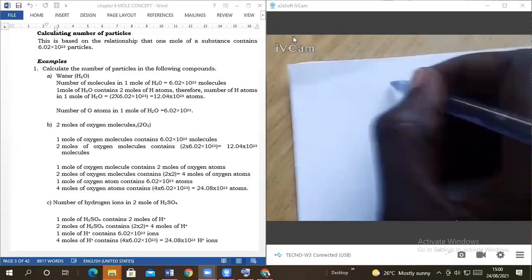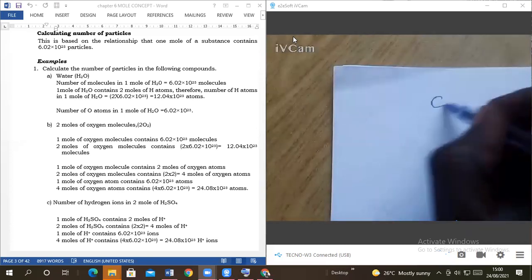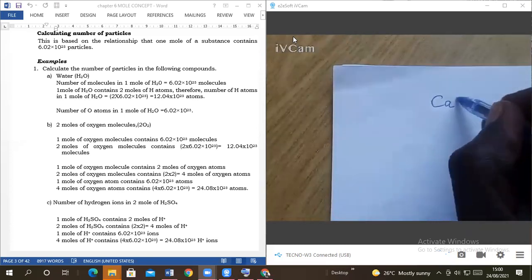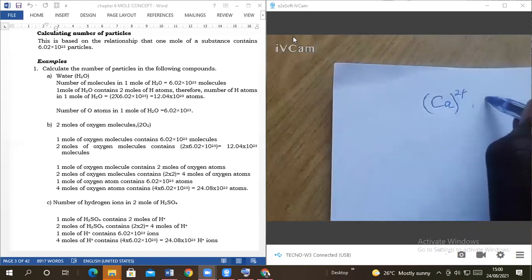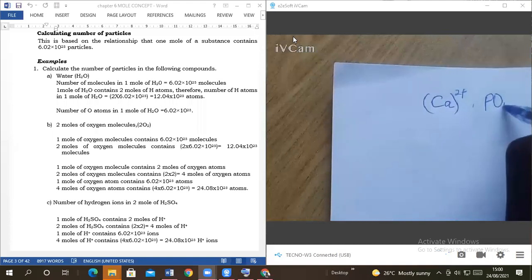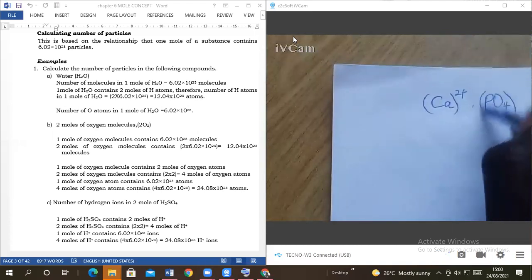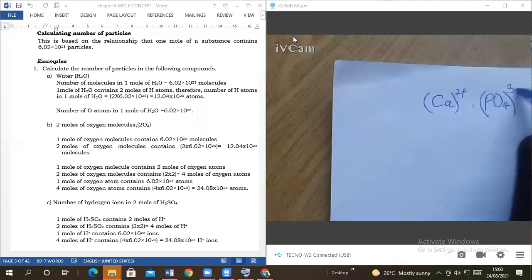Calcium phosphate is written as this. Calcium is Ca. It has a valency of 2 plus. The phosphate is an ion or a radical with PO4. That's a phosphate. It has a valency of -3.